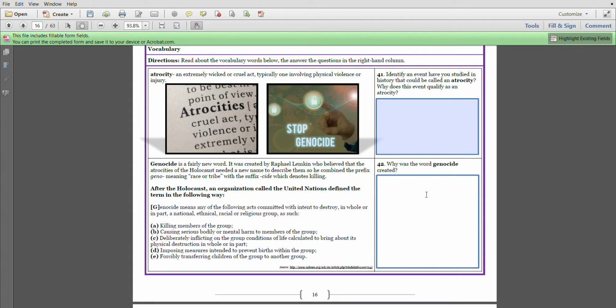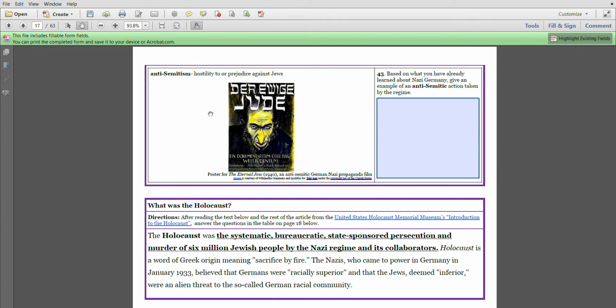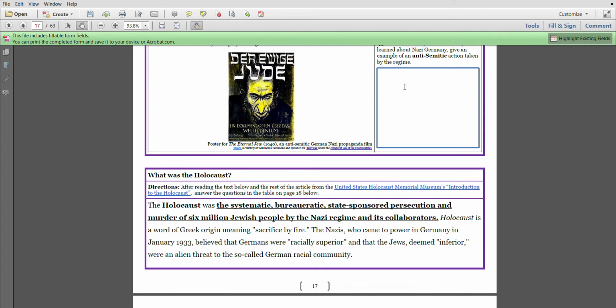Question 42. You find that information here, page 17. Anti-Semitism, hostility to or prejudice against Jews. Here you see a poster which was propaganda and anti-Semitic by the Germans. Based on what you have already learned about Nazi Germany, give an example of an anti-Semitic action taken by the regime. So an action against the Jewish people.